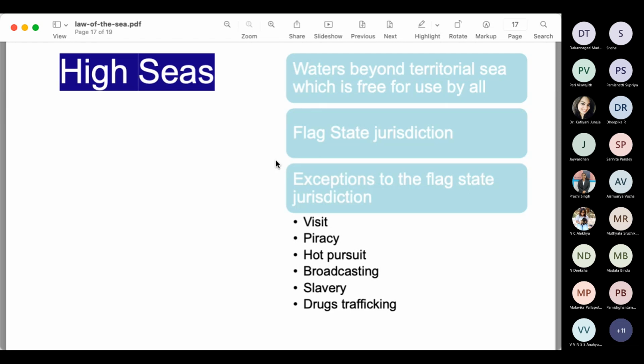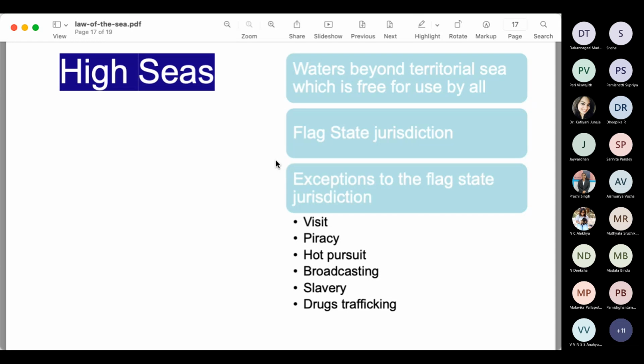So what is the right to visit? A warship on the high seas may board a foreign ship if there is some reasonable ground for suspecting that the ship is engaged in piracy, the slave trade, or unauthorized broadcasting, or that the ship is without any nationality, or is misrepresenting its flag or refusing to show its flag.